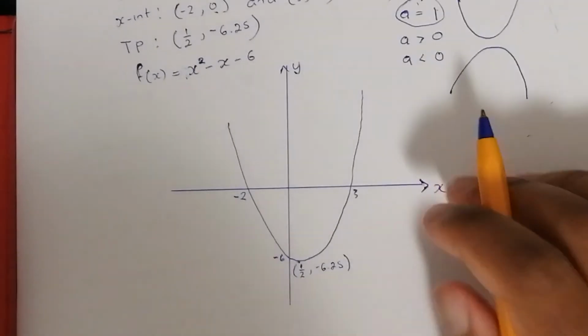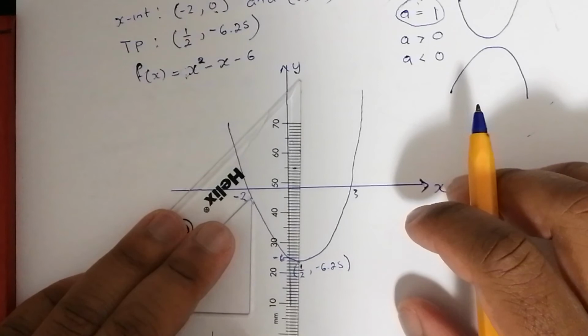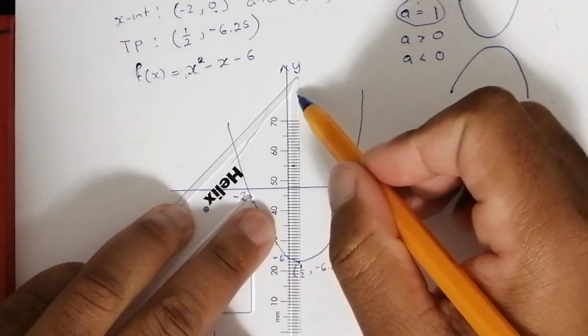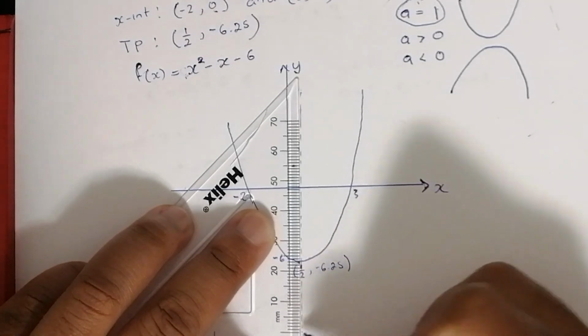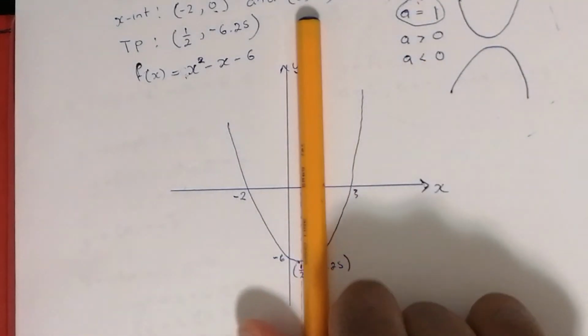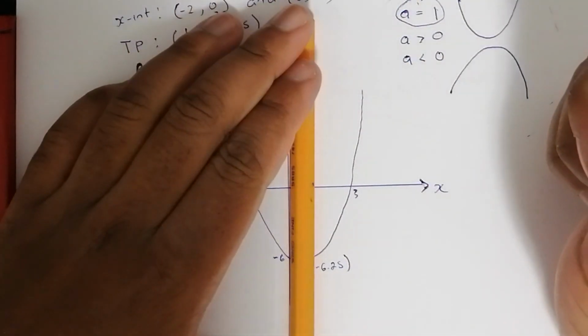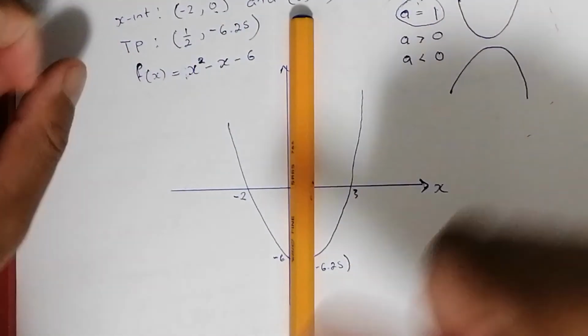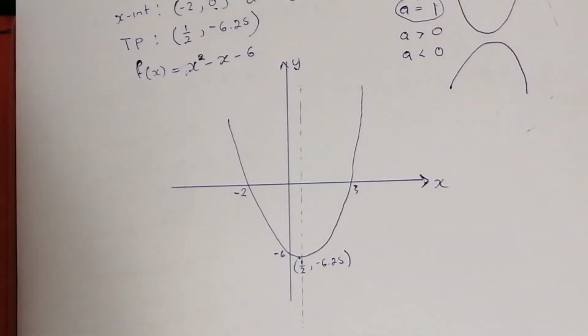And then some of you may have heard of the axis of symmetry. It is this line through the turning point. This is your axis of symmetry. It's where the graph is divided into two, the midpoint of this function here. Yeah, so that's basically it.